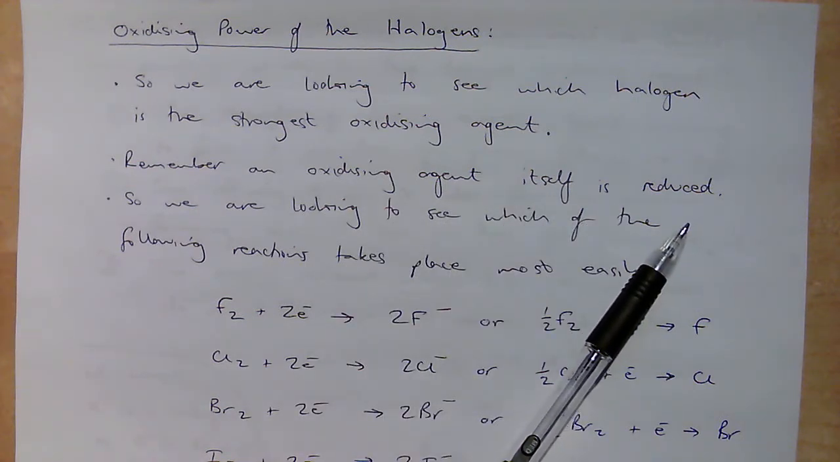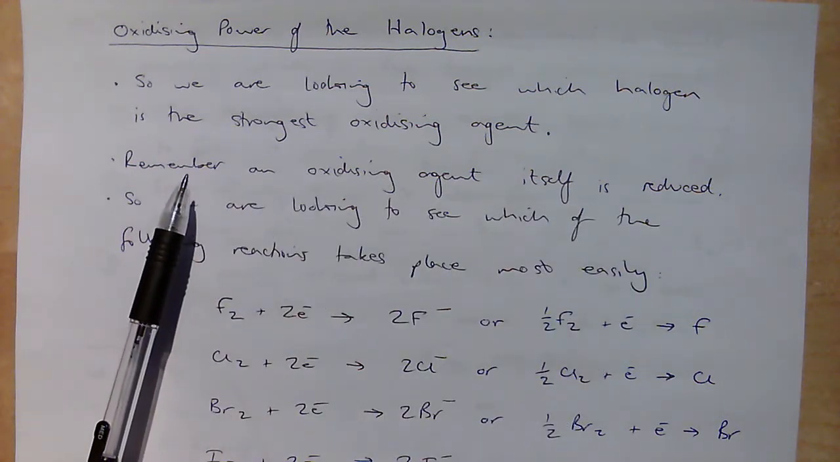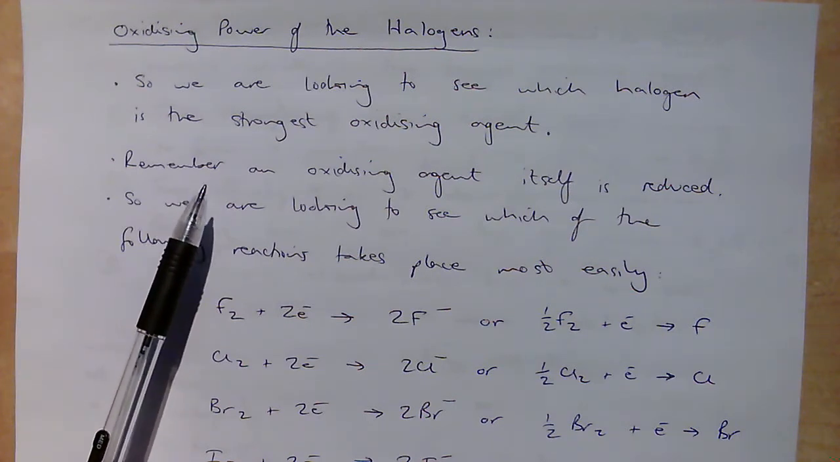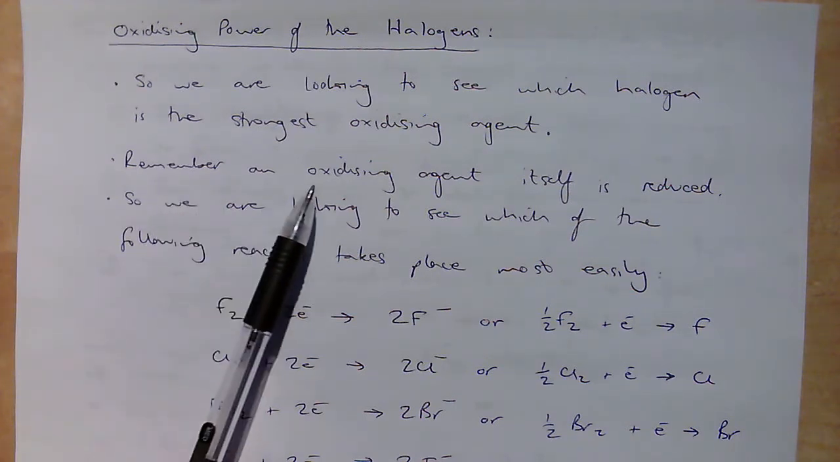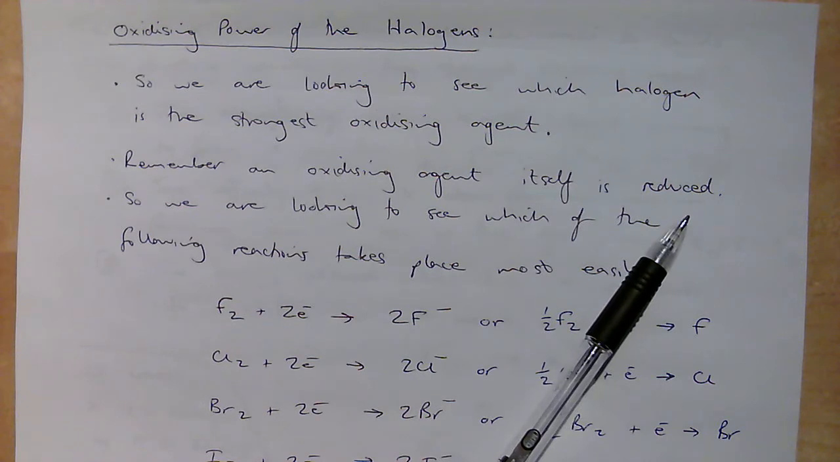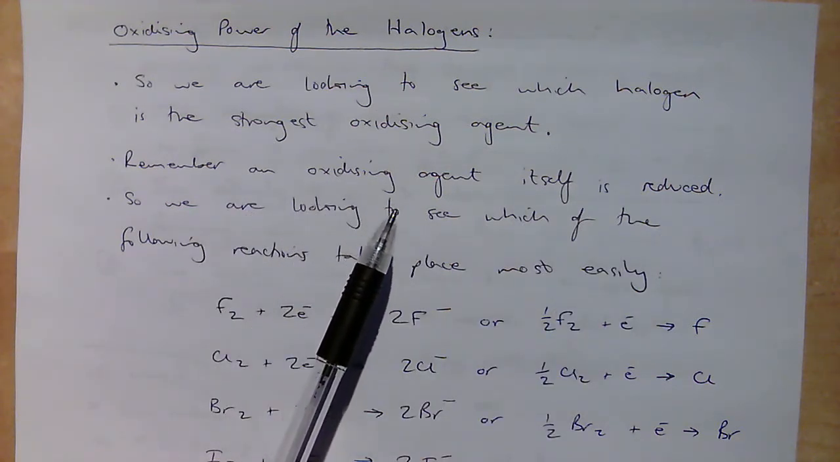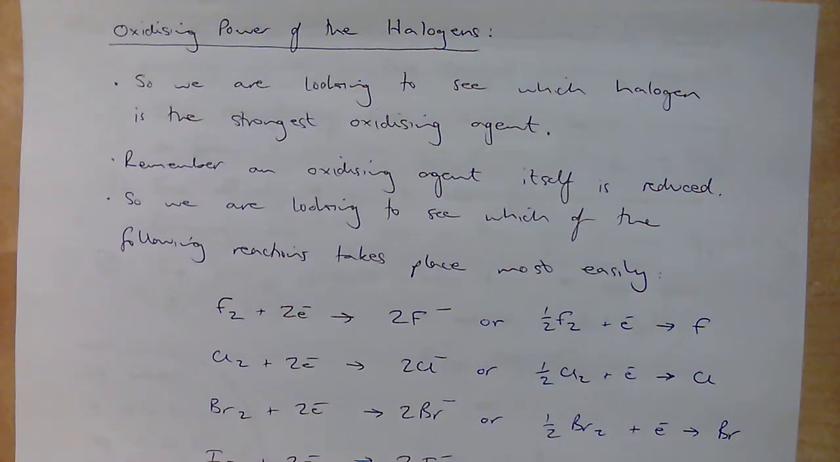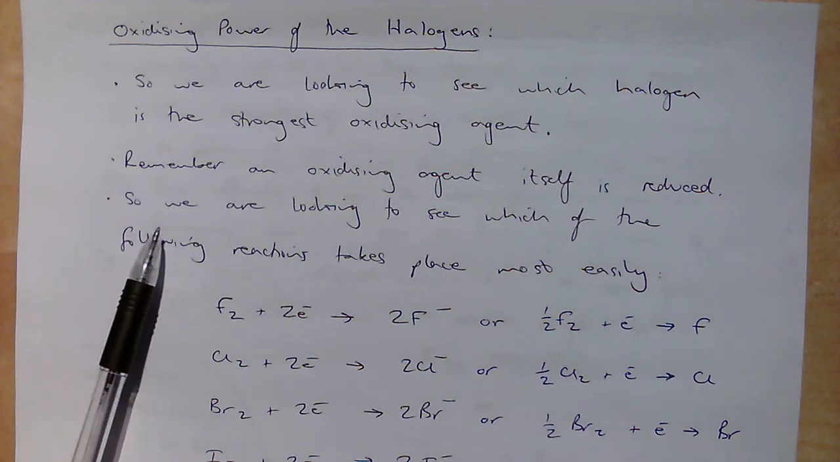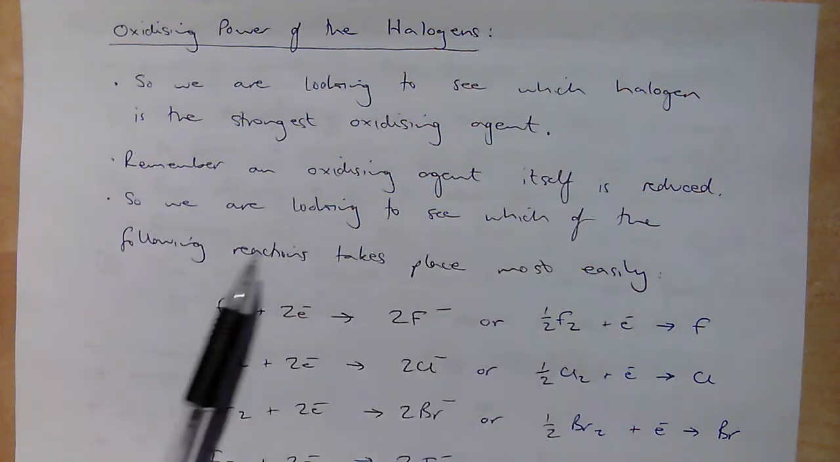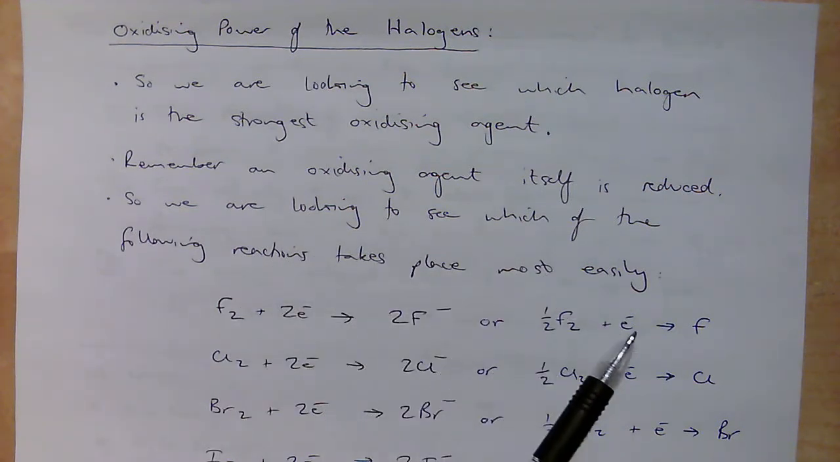is reduced, so that's very, very important. So if we have an oxidizing agent, the oxidizing agent itself is reduced. That means that the substance that's behaving as the oxidizing agent will be gaining electrons. So your strongest oxidizing agent is the species that can gain electrons most easily. So we are looking to see which of the following reactions takes place most easily.